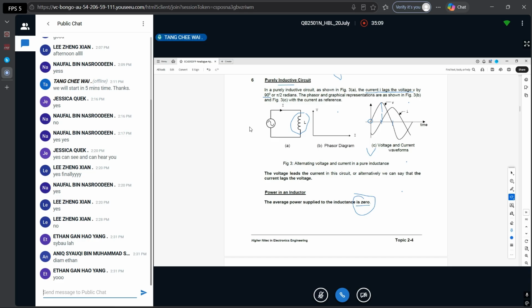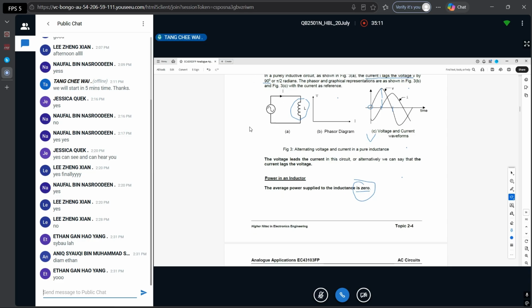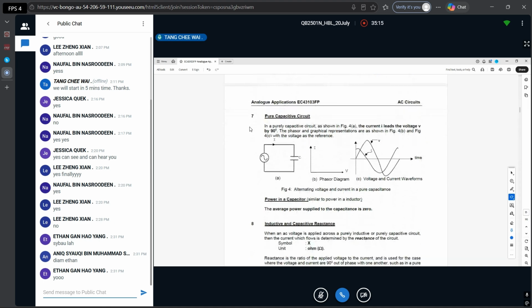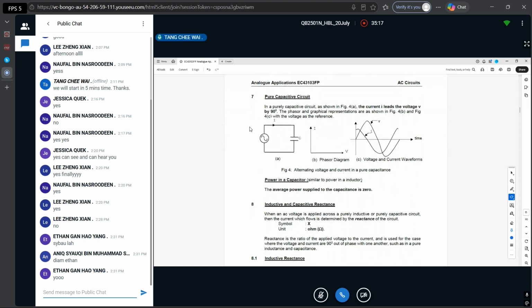Again, we move on to the next one. The third of the 3 is where you only see the capacitor in the circuit, which is a purely capacitive circuit.